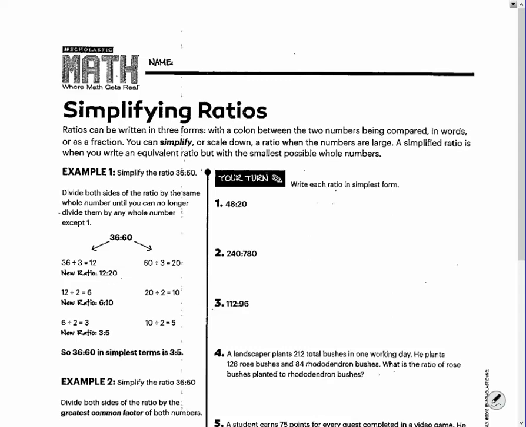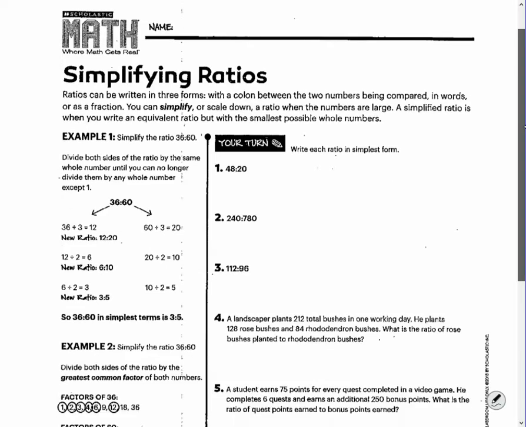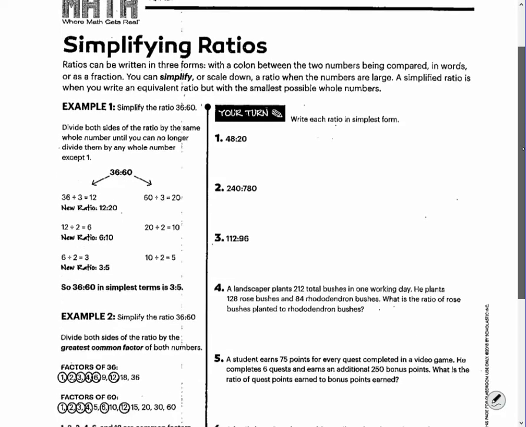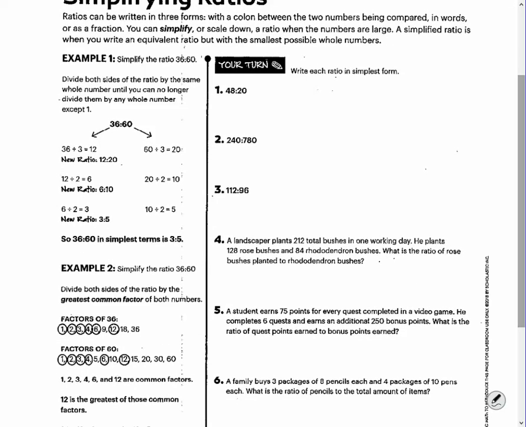So this is simplifying ratios, and we've been working with ratios for a few days now, and we talked about scaling up or down. In the directions it says you can simplify or scale down a ratio when the numbers are large. A simplified ratio is when you write an equivalent ratio but with the smallest possible whole numbers.